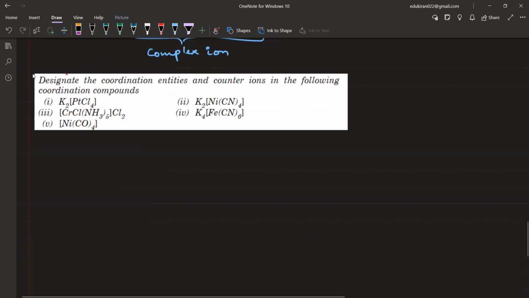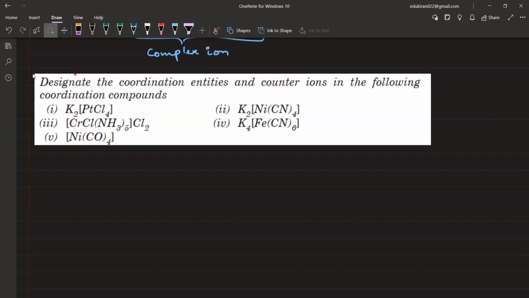Designate the coordination entities and counter ions in the following. लेकिन इसके अलावा you will do a few more things. Okay. So see, I'm doing the first one for you guys. आपको यहाँ पे लिखना है क्या क्या? You have to write here the compound, जो कि आपका सवाल ही हो जाएगा. So for first case it is K2 PtCl4.